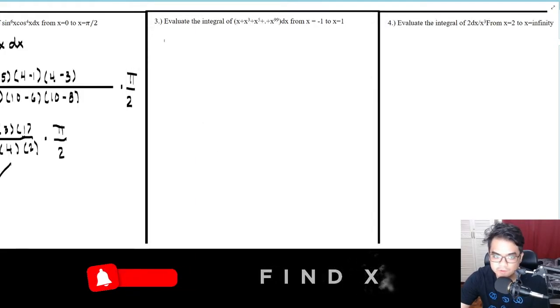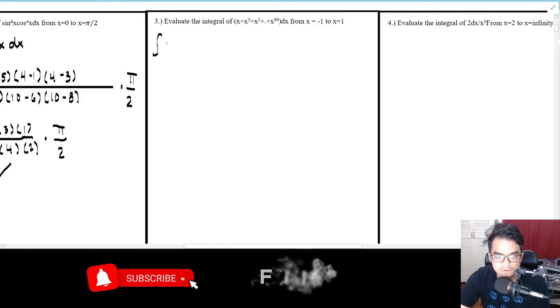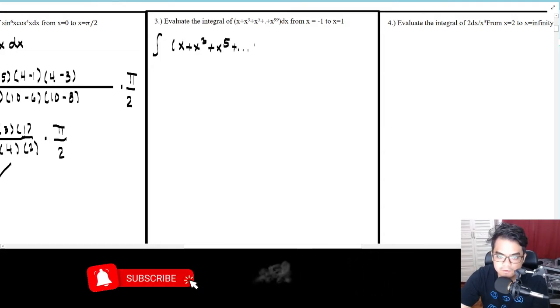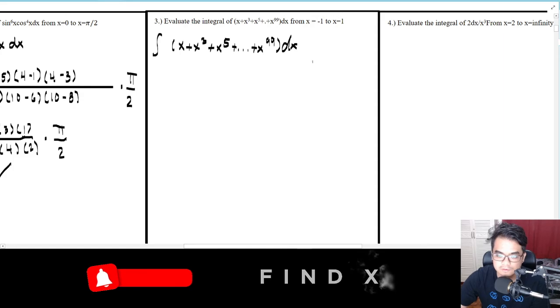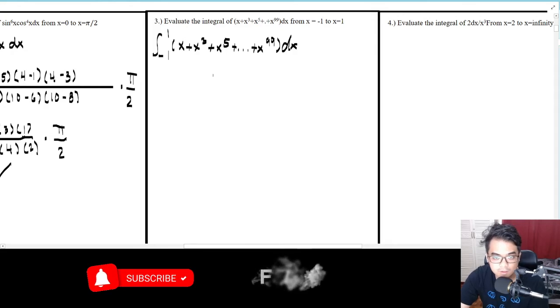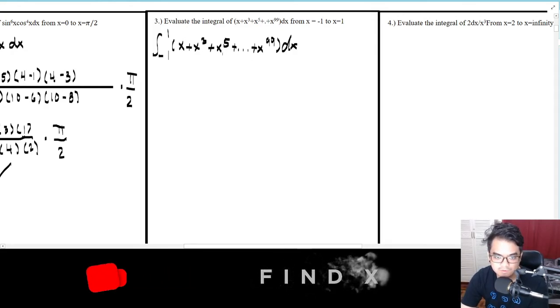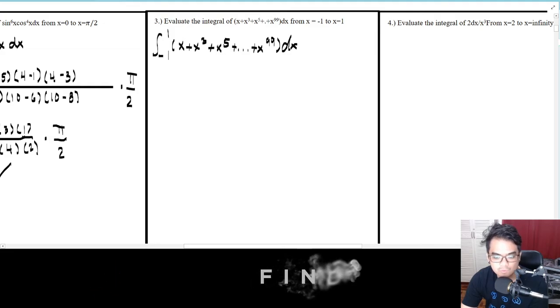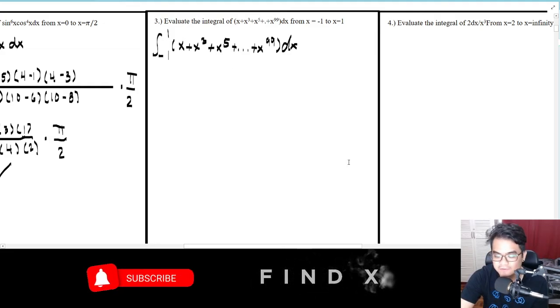So let's go for the next number, which is number 3. Evaluate the integral of x plus x cubed plus x raised to 5, and then plus up to x raised to 99, dx, from negative 1 to 1. As you can see, this is quite long if you do it manually, x plus x cubed plus x raised to 5, etc. So this is an odd function actually.